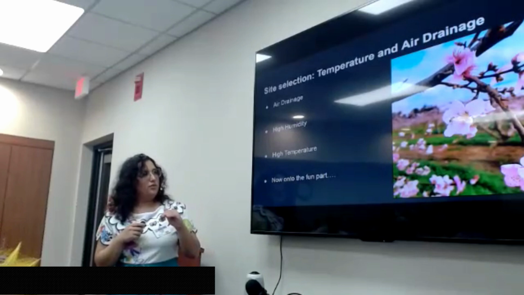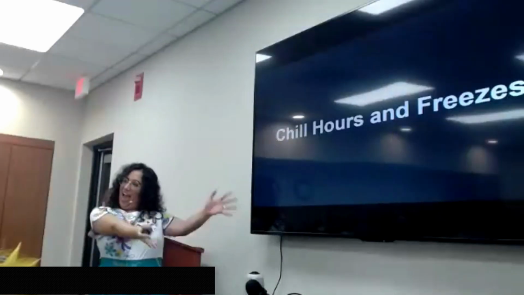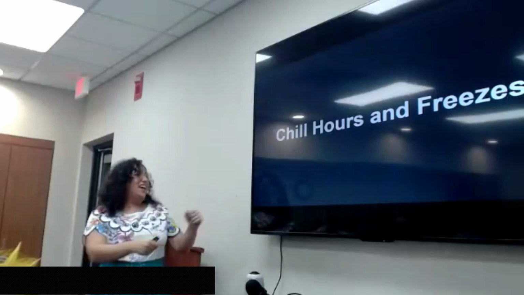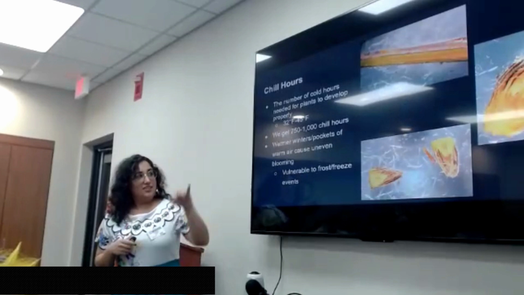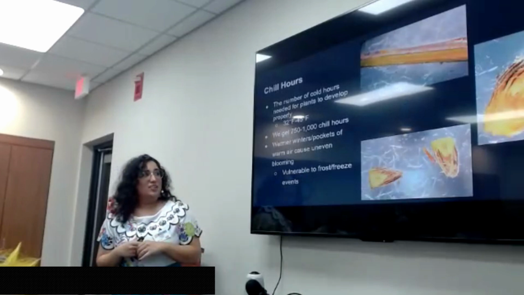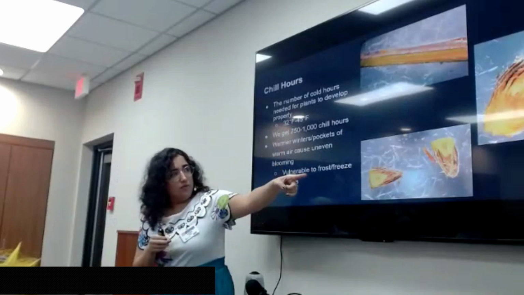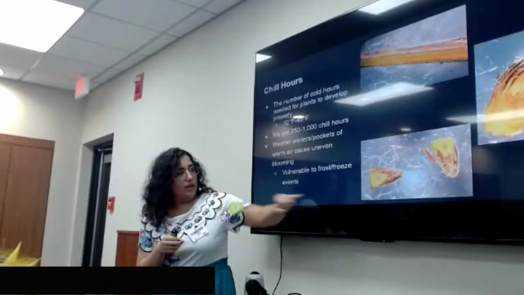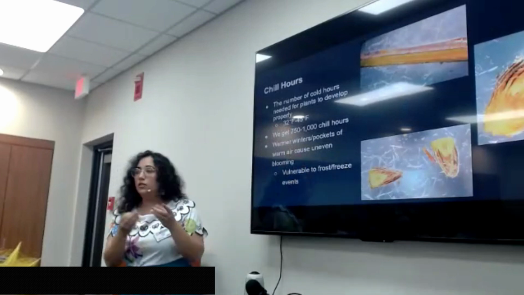So that's very straightforward, but the fun part, the little bit more complicated part, chill hours and freezes. A lot of this is from my own research. I was dissecting, we have fruiting wood up here. On the right, we have a floral peach bud, and right here we have a vegetative peach bud. So that's where your leaves come out. And you can see the brown in the middle, they're dead.